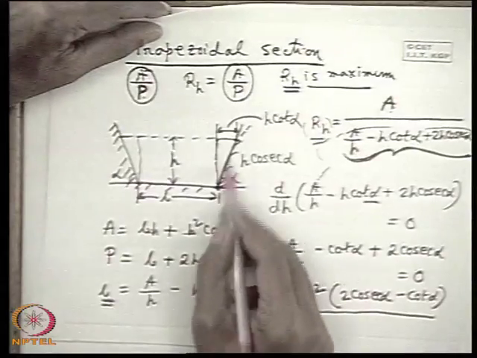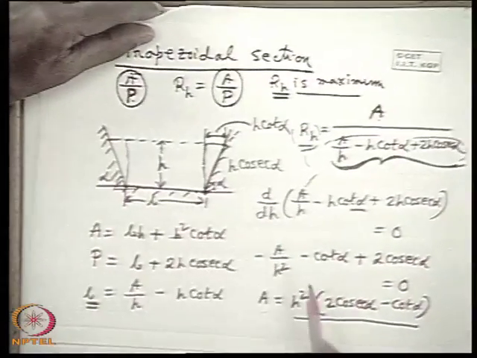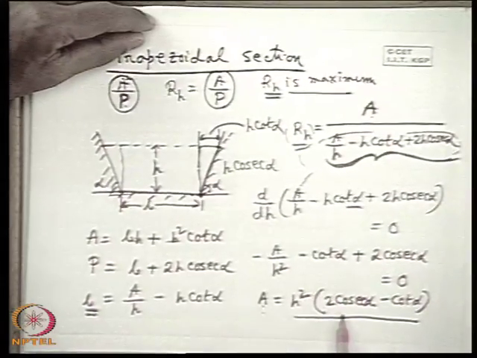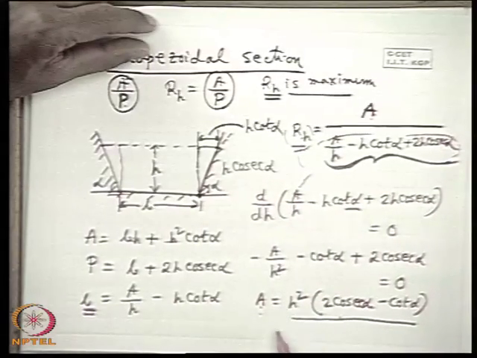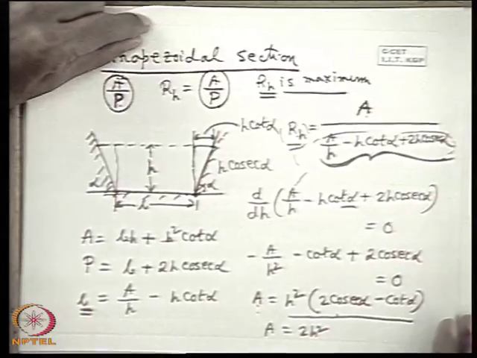That means this is perpendicular to the base. In that case, what is the value of a from here for the maximum RH condition? That is, a is equal to 2h square if you put alpha equal to 90 degree.